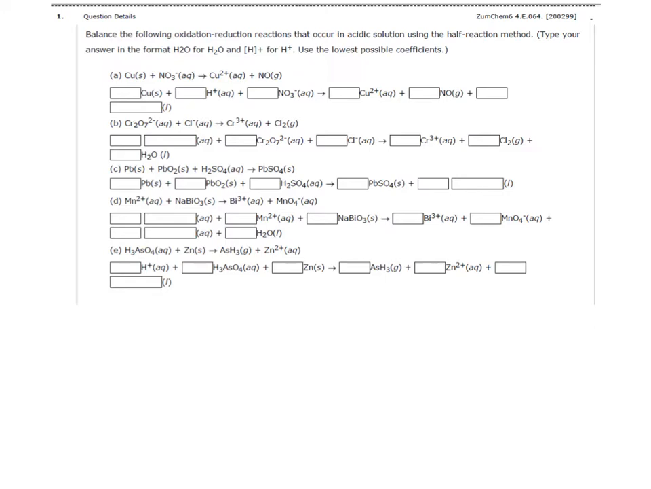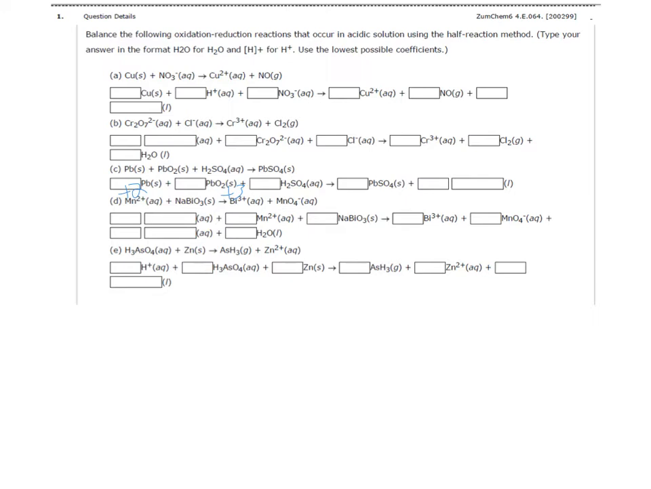Let's assign oxidation states to the low-hanging fruit, the easy ones. Manganese 2 ion is alone and it bears a charge. Whatever that charge is will also be its oxidation state. Bismuth 3 ion is alone and it carries a charge. Whatever that charge is will also be its oxidation state. So plus 3 for bismuth.